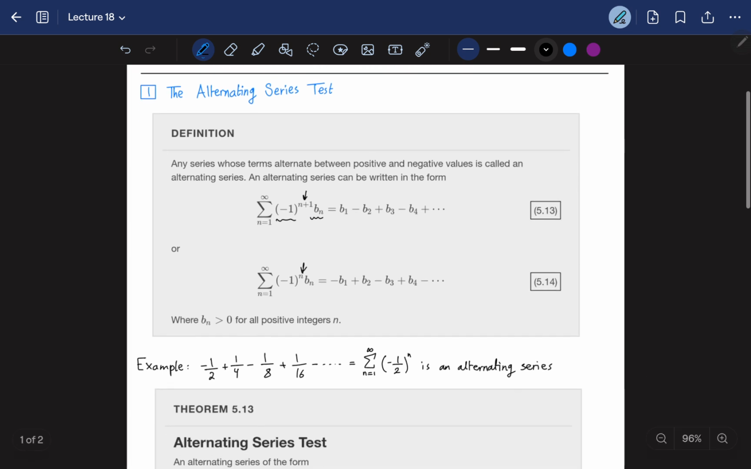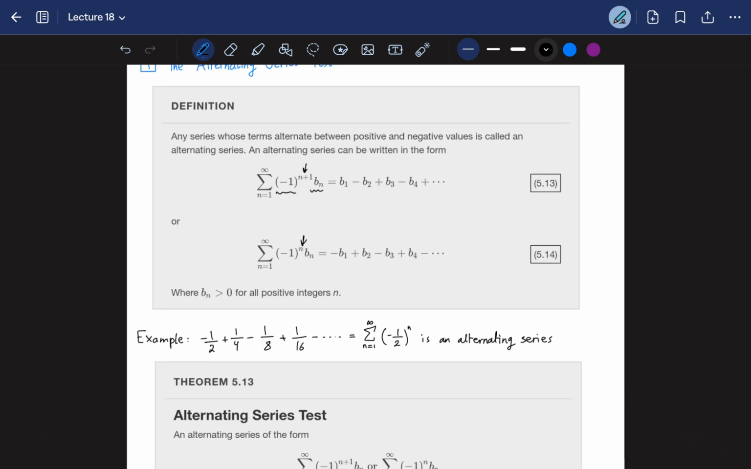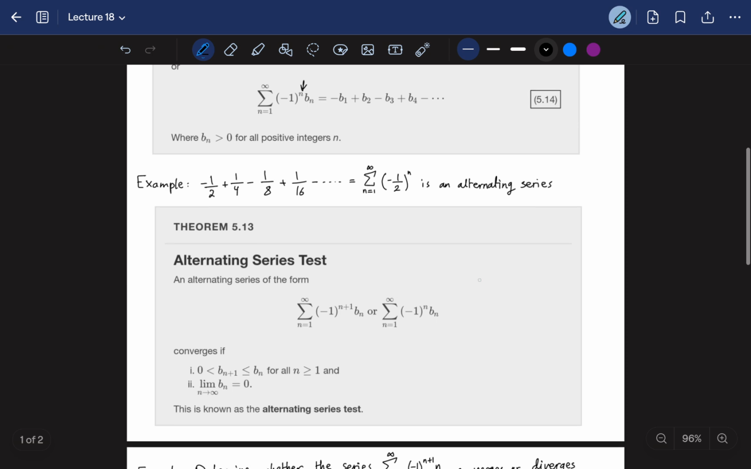So let's look at an example of an alternating series. If I have -1/2 plus 1/4, -1/8 plus 1/16, and so on, you're going to get the summation of (-1/2)^n. That's an alternating series because you're going from negative, positive, and so on. Now, the alternating series test is a test to determine if a series is convergent or divergent, but it's limited to when you have (-1)^n or (-1)^(n+1) in your series. So it's a test only for a series that looks like that.